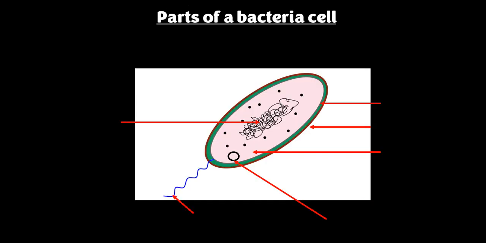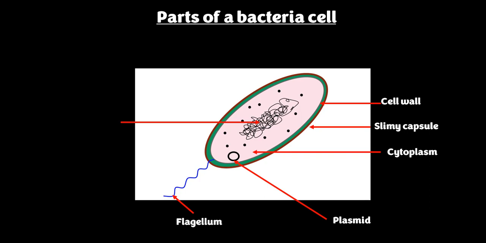We look at parts of a bacterial cell. A bacterial cell has a cell wall, which strengthens and protects the cell. It has a slimy capsule, which also helps protect the cell. It has a cytoplasm. This is where chemical reactions take place. It has a plasmid, which is a loop of DNA. It has a flagellum, which enables the bacteria to move. And it has the DNA, which contains the genetic information that controls the activities of the cell.